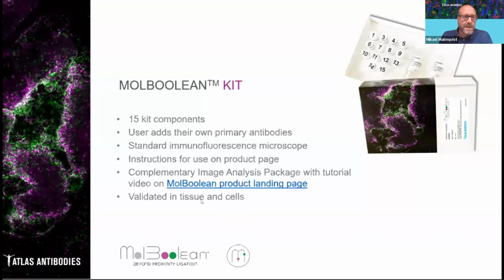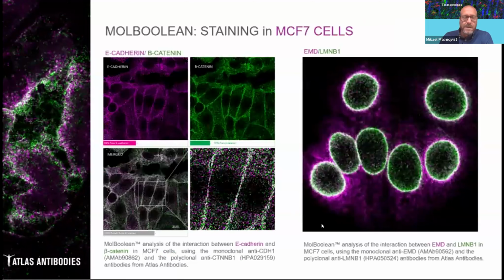The method has been validated in tissue and cells. So these examples were already shown by Ola. Again, to the left, this is an example where we've investigated interaction between E-catenin and beta-catenin. And you can see these fluorescent objects that Ola mentioned in his talk. We call them rolling circle products, or RCPs. And some of them are fluorescent in only magenta and others in only green. But some of them are fluorescing in both channels, and they will appear white when they overlap in this image.